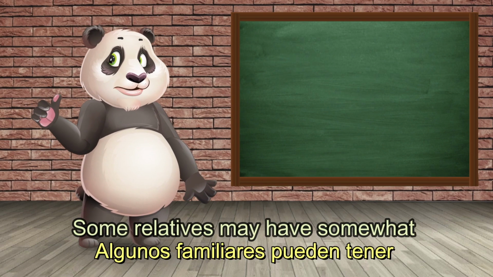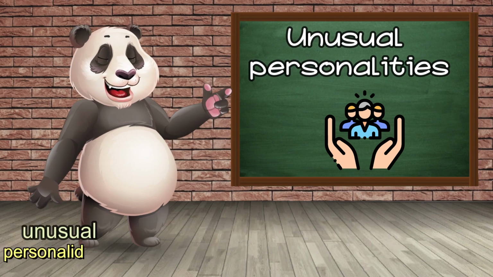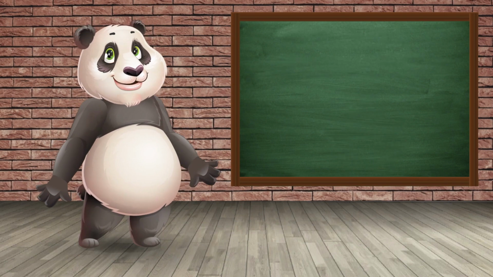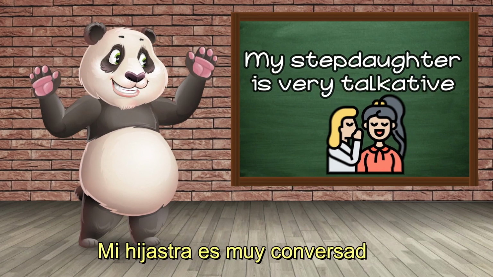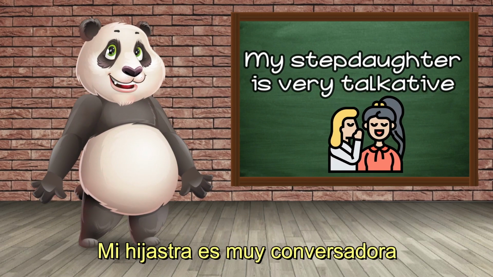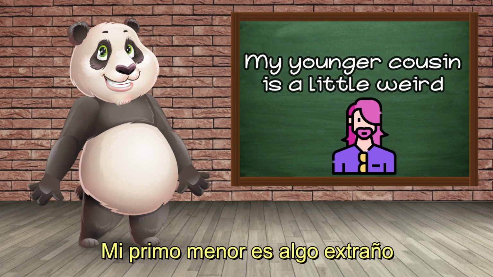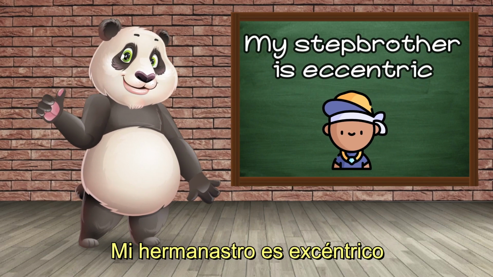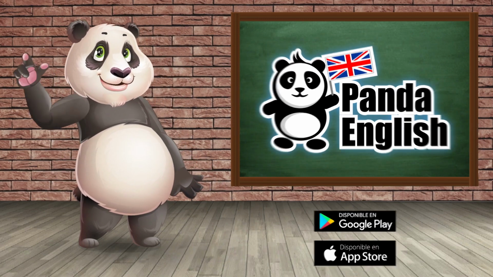Some relatives may have somewhat unusual personalities. These are some of them. For example, my stepdaughter is very talkative. My younger cousin is a little weird. My stepbrother is eccentric.